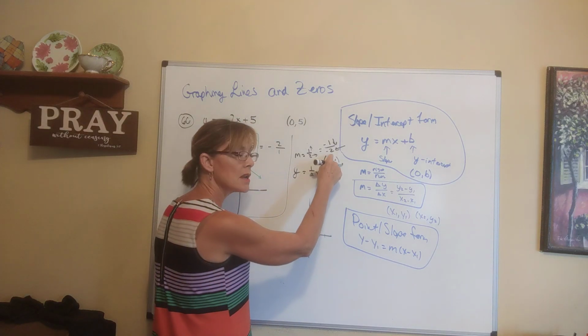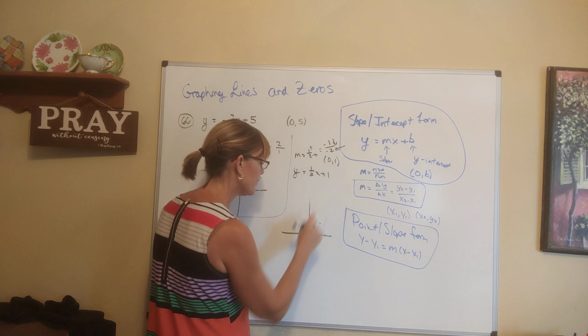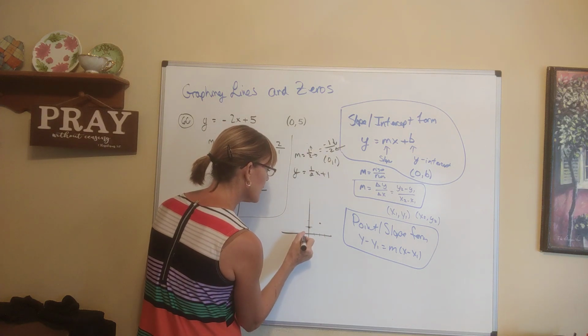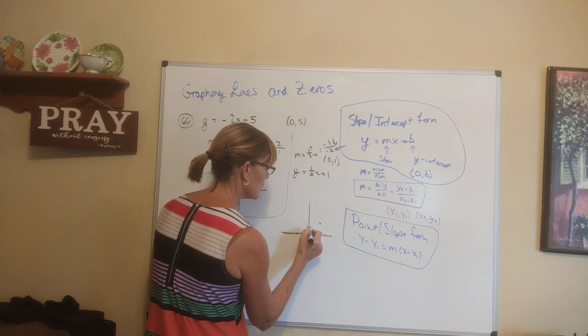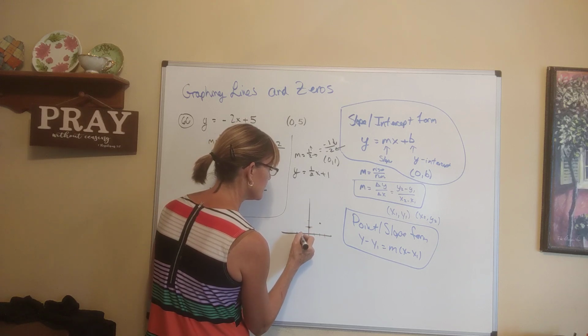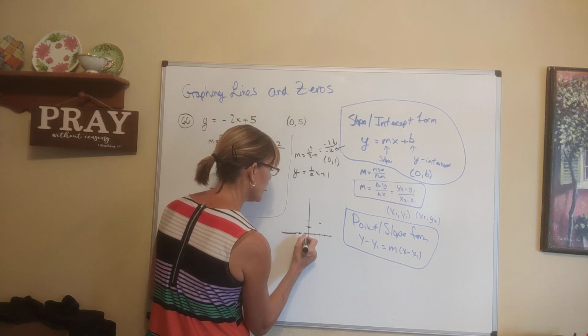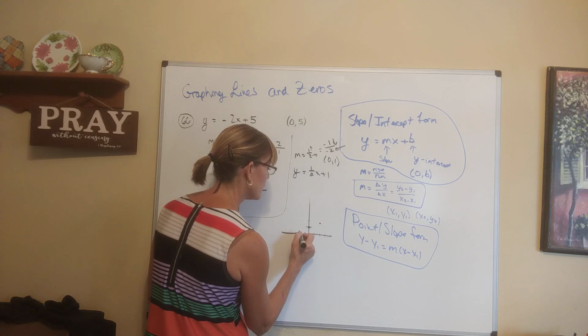Or we can interpret it even this way. We could go down 1 and left 2 to get to another point here. We could go down 1 and left 2 to get, I'm sorry, my graph's a little messed up. Down 1 and left 2, (negative 2, negative 1), to get to this point right here.